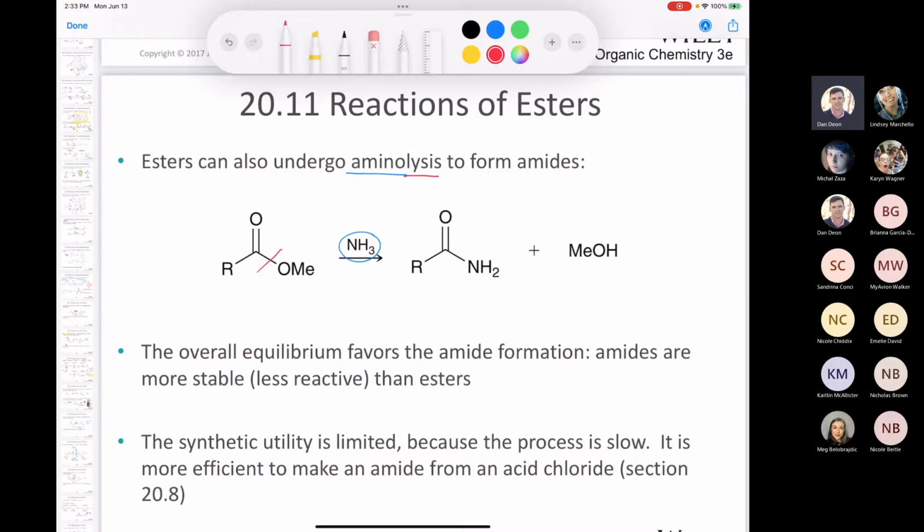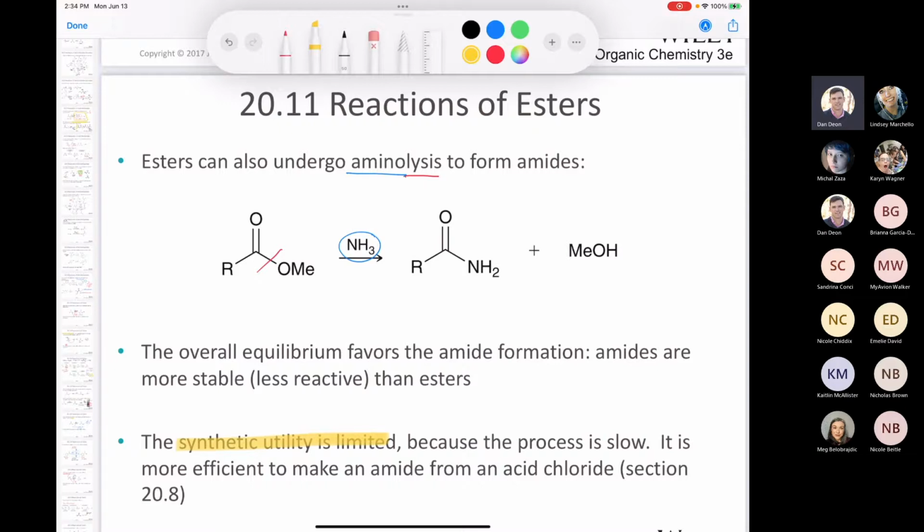Glycolysis, right? Anyhow, so an ester can undergo aminolysis. If you take an ester and you treat it with an amine, you can make an amide. It says here that the equilibrium does favor the amide formation because amides are more stable than esters. However, this reaction doesn't have a ton of synthetic utility. It says it's limited because the reaction is so slow. There are better ways to make an amide, right?